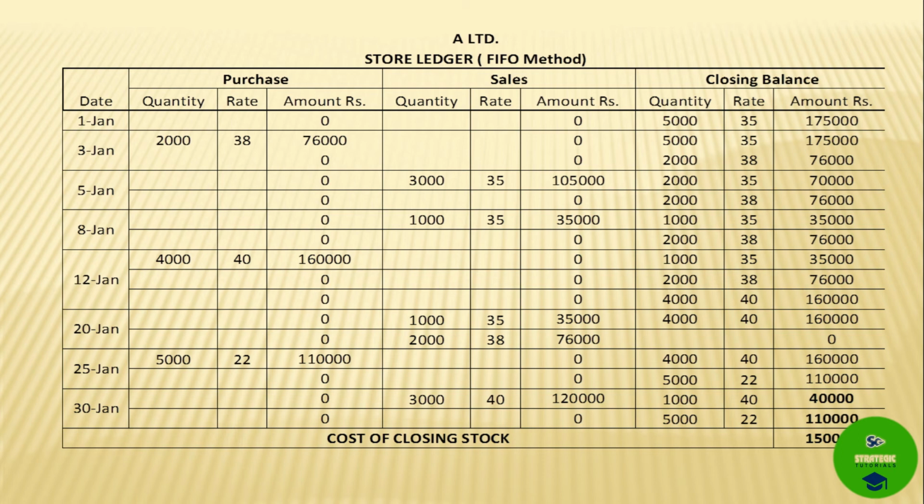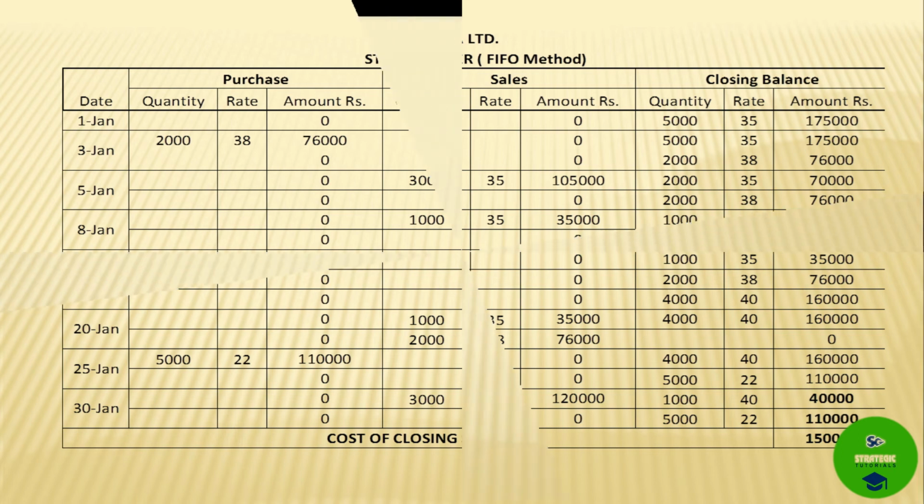the first one. So balance 2,000, that is 35 rupees, 70,000 rupees is there, and another 2,000 it is remaining as usual, that is 38 rupees, 76,000. Similar way, you please go on that, and finally you will get that 1,50,000 is the stock price.